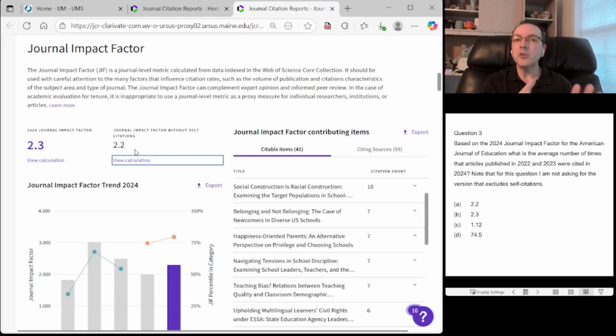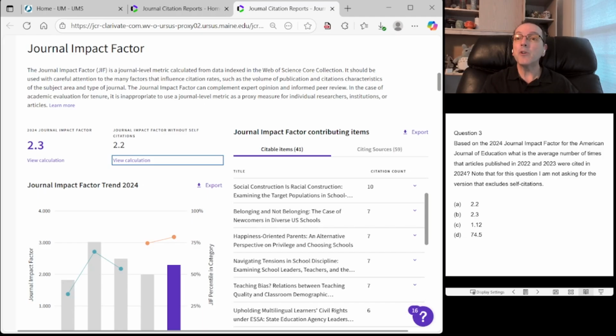So not much of an issue here, but again, self-citations can create a problem where you inflate the citation count and make a journal look like it has a bigger impact than it really does. So you want to keep track of that. And if there's a big difference, that's a problem. So we got our answer for question 3 now.